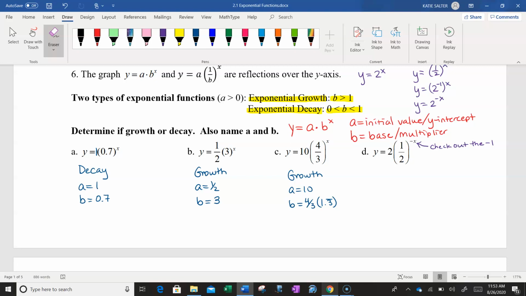And again, let me show you why that happens. If you have 1/2 to the negative x, that's really saying 1/2 to the negative 1 times x. Well, if I raise that 1/2 to the negative 1, that means the reciprocal, so that becomes 2 raised to the x. And we know that 2 raised to the x is a growth. So technically, we could rewrite this as y equals 2 times 2 raised to the positive x by doing some algebra right there. So this one is a growth. The initial value, or the y-intercept, would be 2, and the multiplier, the base, is actually 2 in this case.